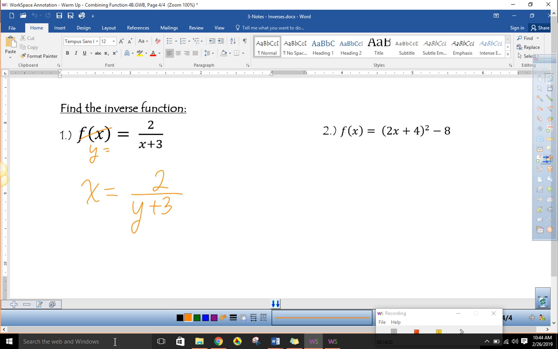Is there any way to turn that x into a fraction? X over 1. Hey, you make it x over 1. Why would that make this easier?